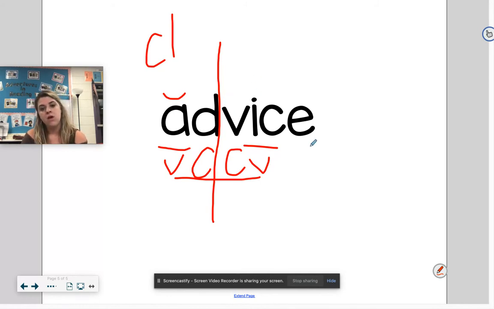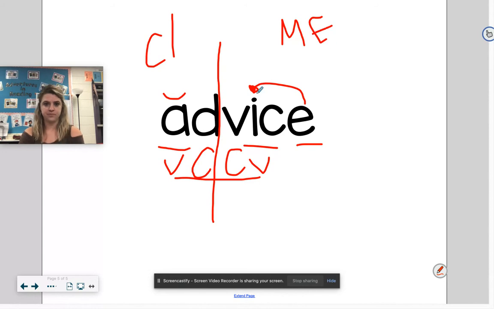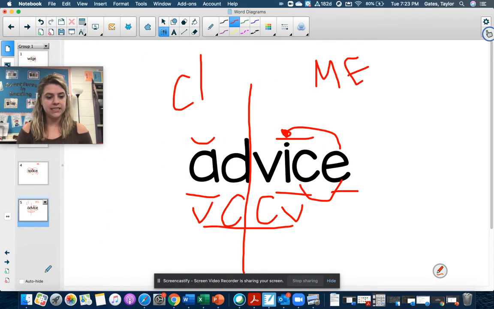Here we go. We see one more vowel here, but I can already tell what type of syllable this is. It's not open. It's not closed. It's a magic E syllable. So this is going to say its name or its long sound. So we have ad, v, ice, advice. Very good job.